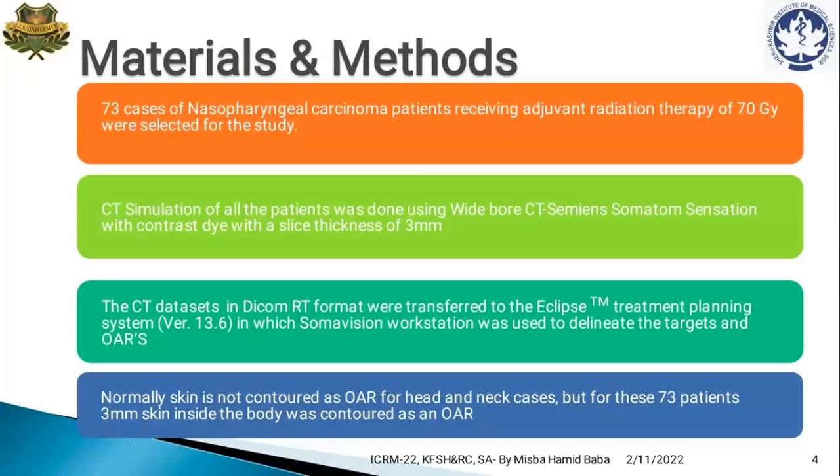The CT datasets in DICOM RT format were transferred to the Eclipse treatment planning system version 13.6 via ARIA network, in which SomaVision workstation was used to delineate the target and organs at risk. Normally, skin is not contoured as an organ at risk for head and neck cancers. But for these 73 patients, 3 mm skin inside the body was contoured as an organ at risk.